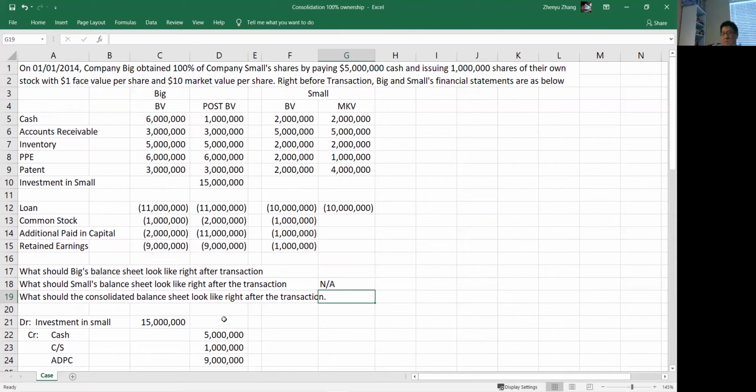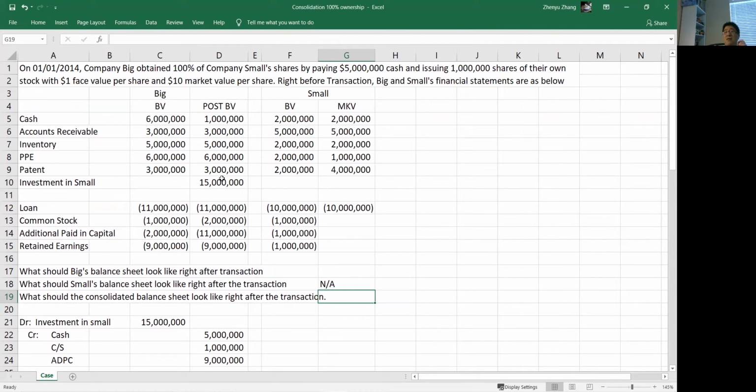So, like we said, consolidation is actually not so complicated. If Big controls Small, in this case 100% ownership, as somebody who has a stake in Big, naturally, those people would be interested in Small. But if we just look at Big's financial statement, we would see that the investment, the shares of Small, is only represented by this one number, 15 million. So it doesn't tell anything.